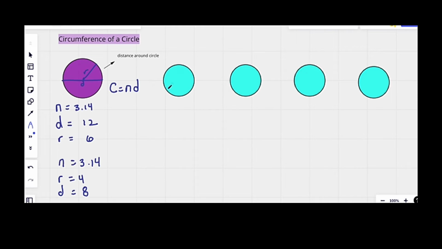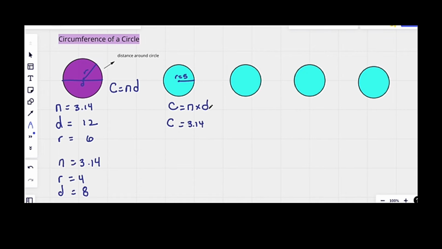Okay, so let's start with our first circle here. We're going to calculate the circumference, and this time we're going to be given only the radius. And they're going to tell us, okay, the radius equals 5. All right, so let's write our formula first. So we know we need to calculate the circumference, and the circumference equals pi times d for diameter. Okay, so what do we have? Well, we know what pi is, right? So pi is 3.14. We don't know the circumference yet. That's what we're trying to calculate.